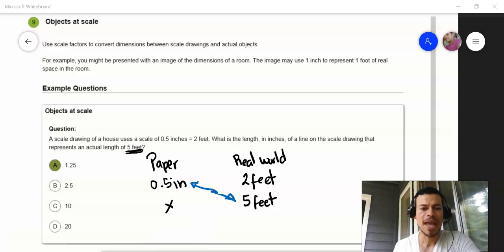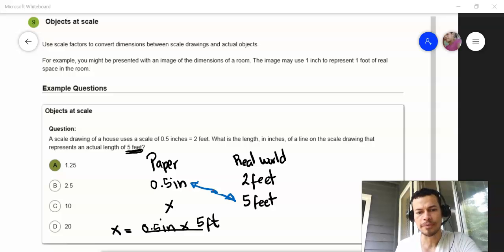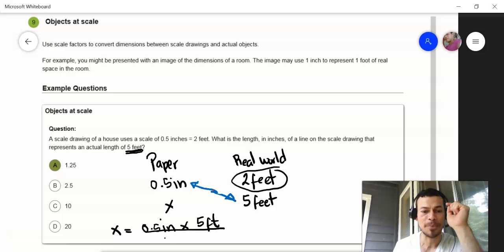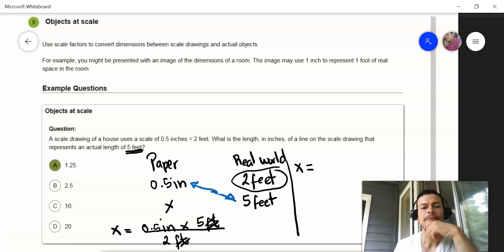So I'm gonna say then x is going to be equal to, I'm going to multiply these two amounts, so 0.5 inches by 5 feet over the number that I should multiply by x. I'm not going to use it to multiply, I'm going to use it to divide. So I'm going to put it here at the bottom, divided by 2 feet. Okay, so feet cancel each other out. Okay, and then we have x equals 0.5 by 5.